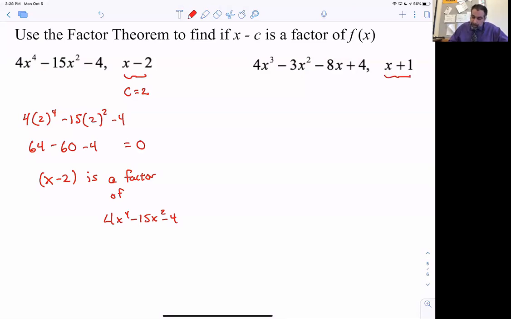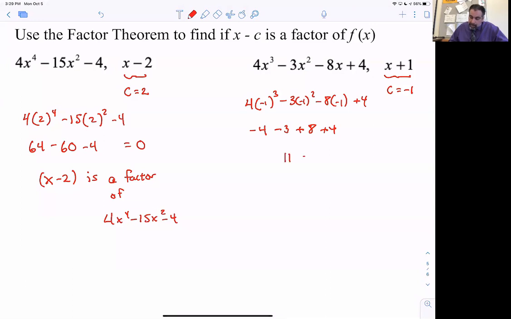Here, if x plus 1 is the factor, c equals -1, because that's what will make it 0. So let's plug this in. As we plug in, we're going to get all of our somethings in place. So in go my -1s. What we're going to end up with here is -4. This is going to be -3. This is going to be +8. And this is going to be +4. So when we do all this out, we end up with -7 plus 11. That's going to be 4.